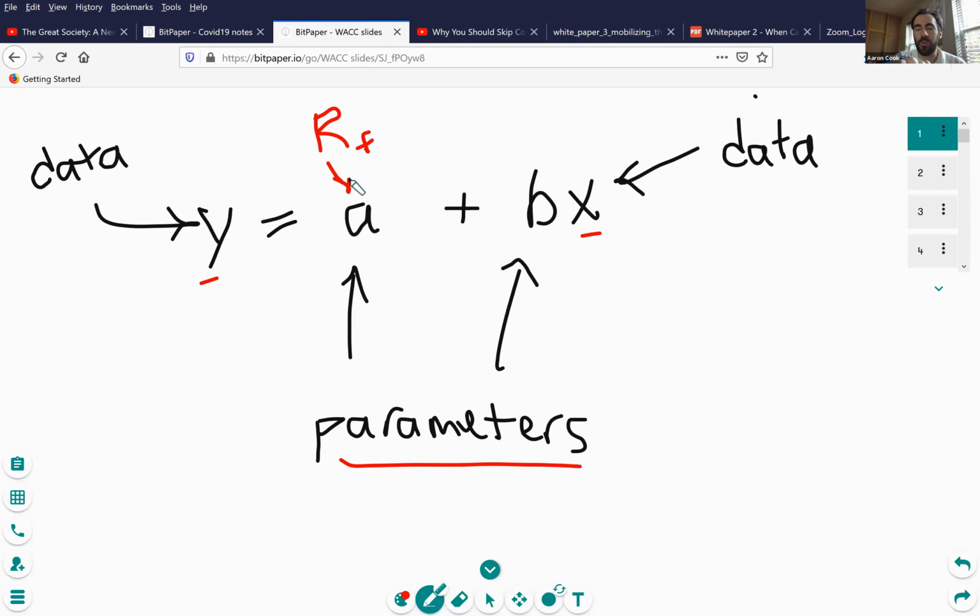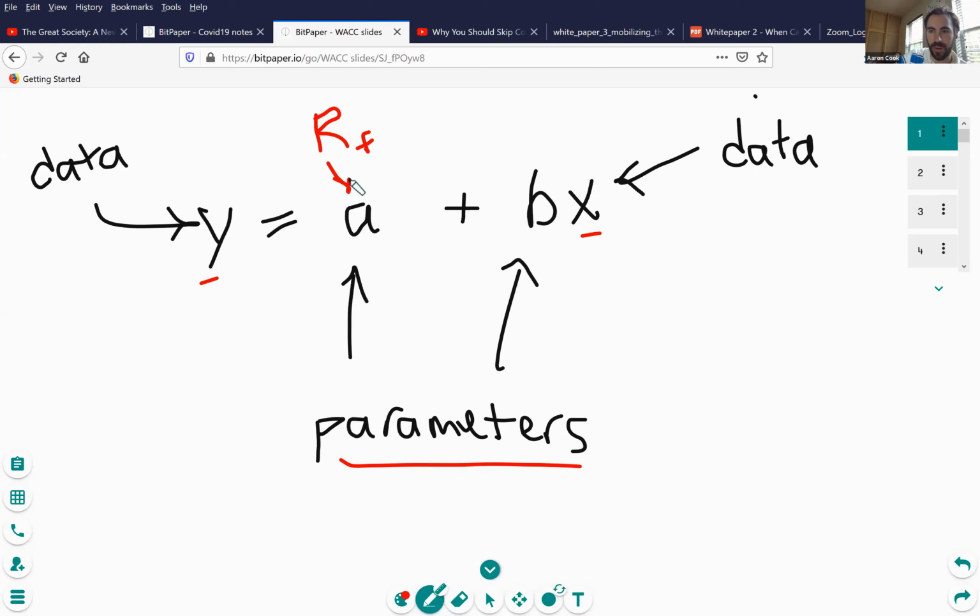So we want to constrain A to be equal to the risk-free rate. One way we could do that would be just to directly impose a constraint that says make A equal to the risk-free rate. And if you have more sophisticated statistical software, you can do that. You can actually constrain certain parameters to be equal to one another or to be equal to other values that you want.